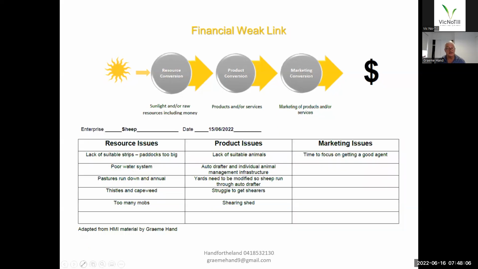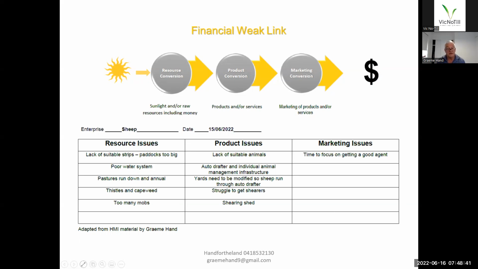And then sheep. I only did this last night because I realised I couldn't find the examples I had for sheep. So this is what I'm trying to get people to start thinking about. Most of the time people have paddocks too big, too many mobs. They usually have problems with some sort of annual weedy thing, and they have poor water systems with pipes that are too low in flow rate to actually make big mobs work.